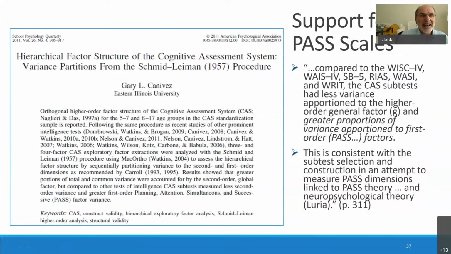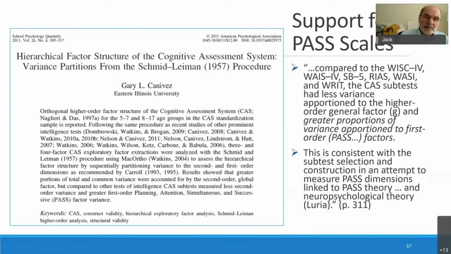So some years ago, I gave Gary Canavay my standardization data. Think about that. I knew what he was finding. I knew what he was doing. And I said to him, look, whatever you find, you find. I just want to know what you find. And if he would have found it was one factor, I don't know what I would have done. But he didn't. As he said, compared to all these others, the CAS has more variance accounted for on the scales than all these other tests, and they can be interpreted.